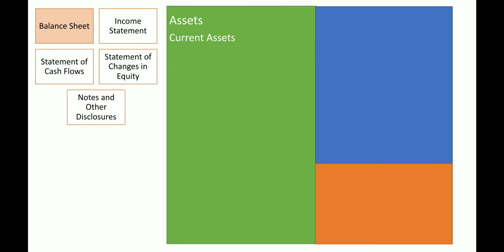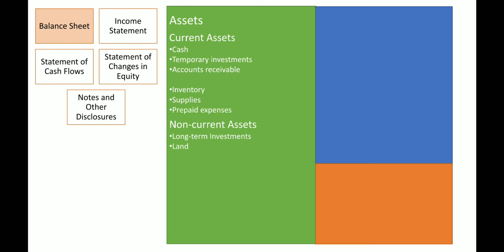Current assets are cash and the other assets that are expected to be converted to cash during the year. They are cash, temporary investments, accounts receivable, inventory, supplies, prepaid expenses, and non-current assets such as long-term investments, land improvements, buildings, equipment, intangible assets.